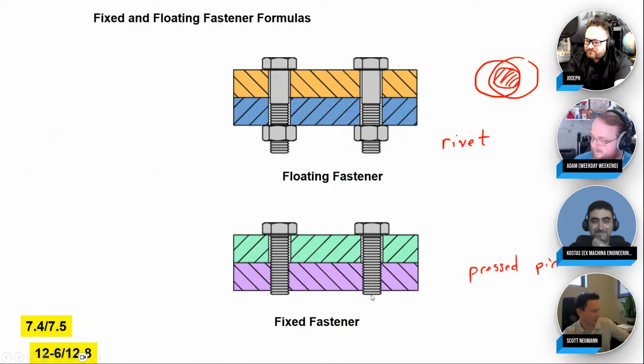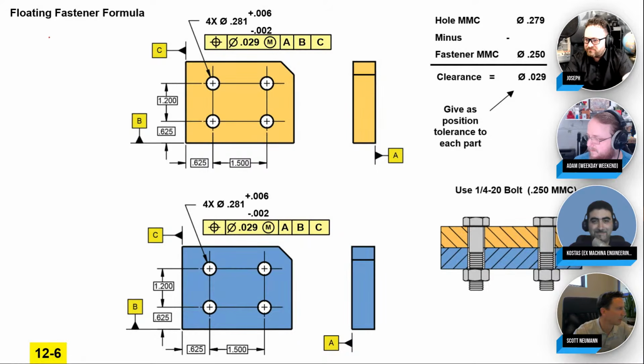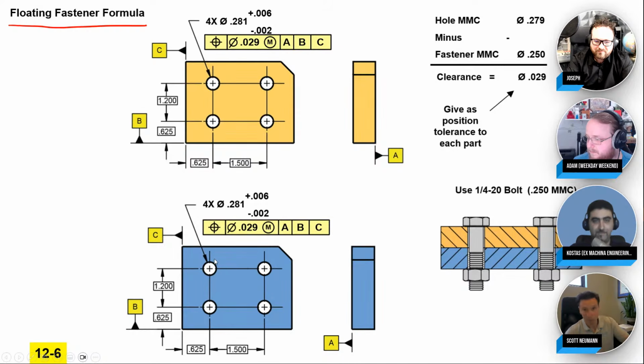All right, well, great. Let's learn both of these formulas for the calculations on our position tolerances here. So we'll start with the floating fastener. That's where we have our two parts, the orange and the blue, and the orange has clearance holes in it and the blue has clearance holes in it. The ultimate goal is to make sure that the orange holes can't be off their perfect location too much, and the blue holes can't be off their perfect location too much before it won't assemble anymore. So how do we assign the tolerance for this?